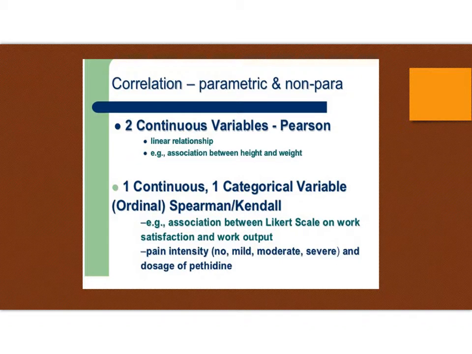There are two types. There's parametric and non-parametric. The parametric is up here. It's a linear relationship. It's Pearson correlation, which is most of what we will be doing here. Down here, we're looking at ordinal, ordered numbers, continuous, categorical variables. We'll be looking at associating Likert scores on work satisfaction and work output, pain intensity. Okay, so we'll be dealing mostly with this one right here, especially in the next section, in Module 2.